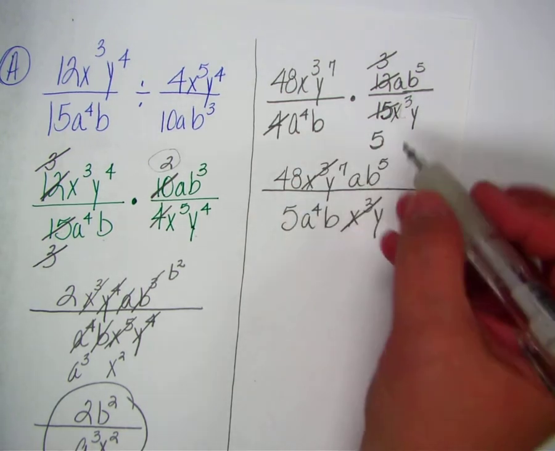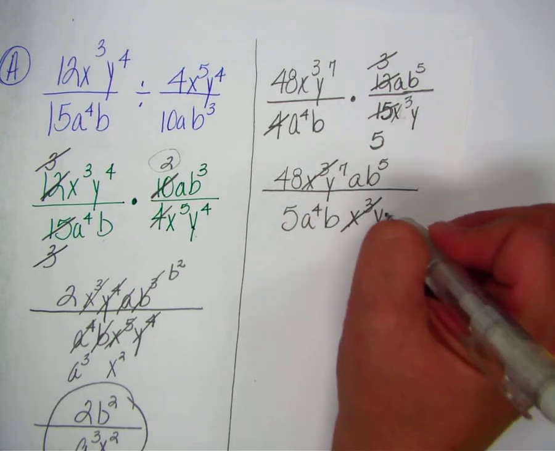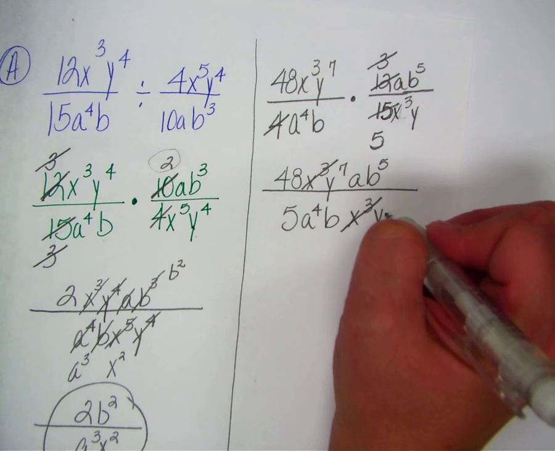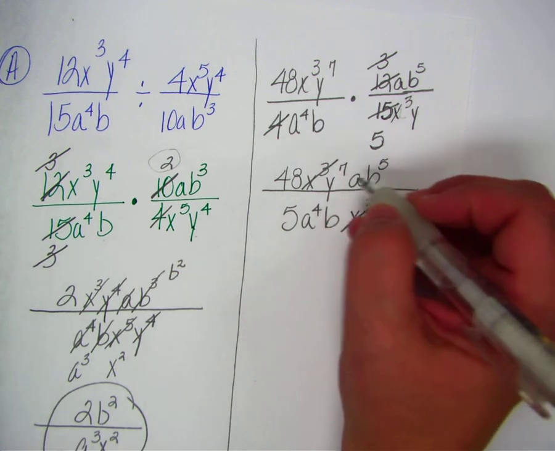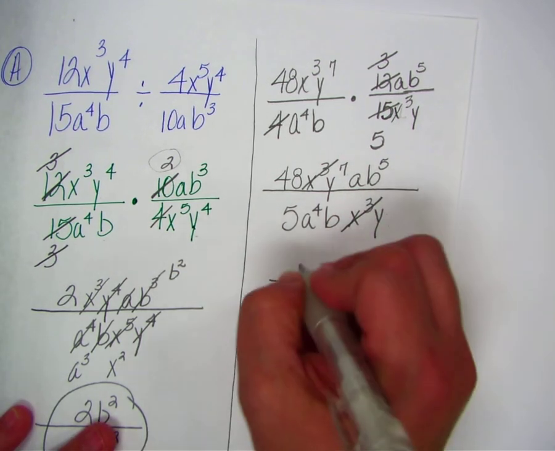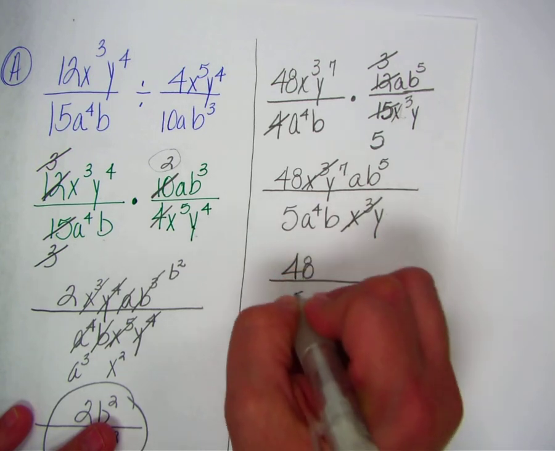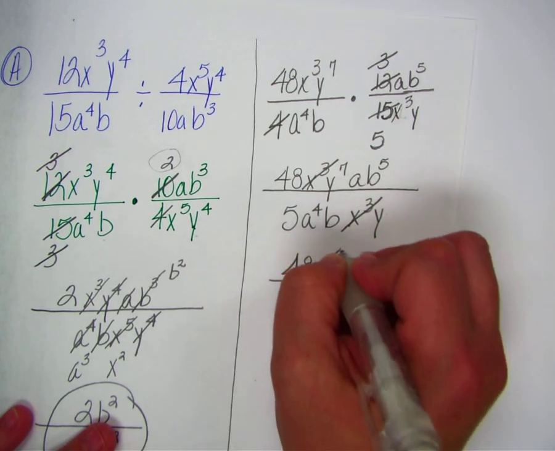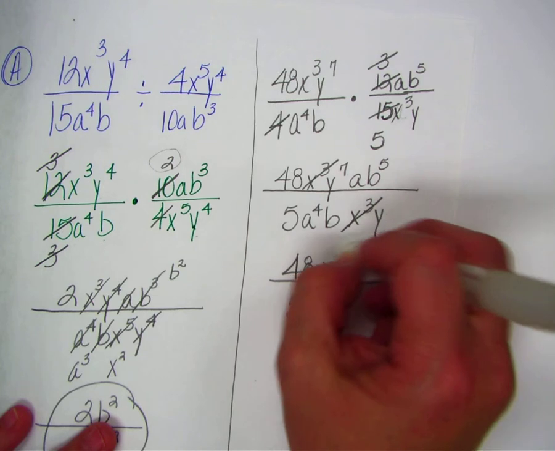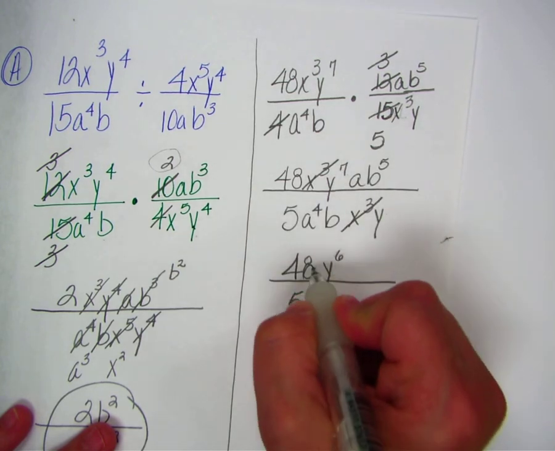But for my y's, 7 is bigger than 1, so I know that it's going to end up in the top, because it stays where it's bigger. Yeah, it goes to the big one. So y to the 6th is up here. Mr. Chuck?